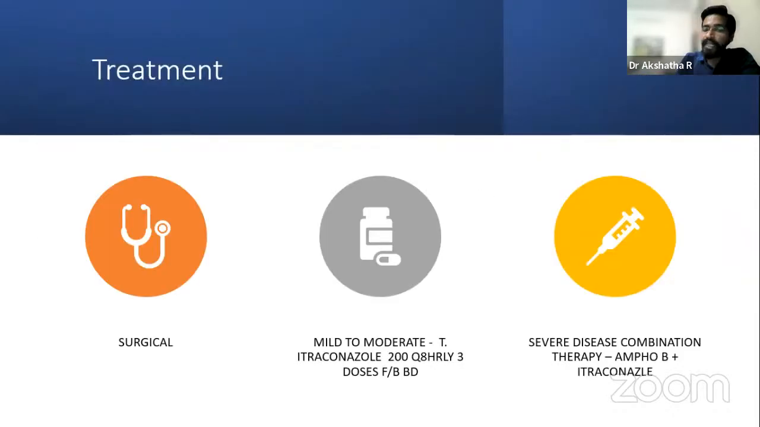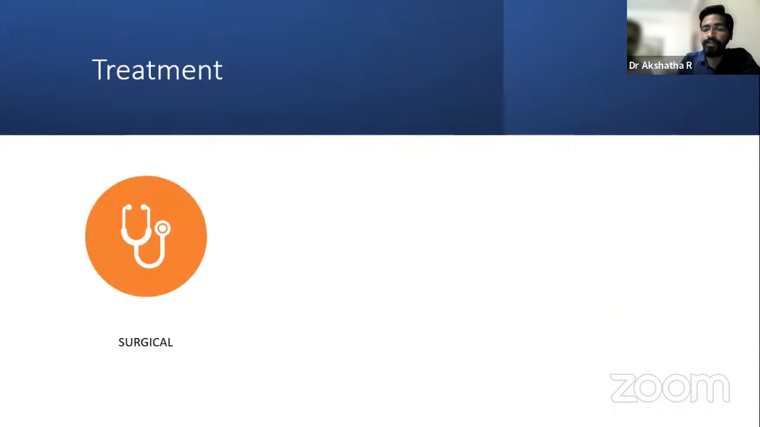If endocarditis is suspected to be involved, then we go for combination therapy. But ideally, source control is predominantly more important than antifungal therapy. We mainly need to control the source.